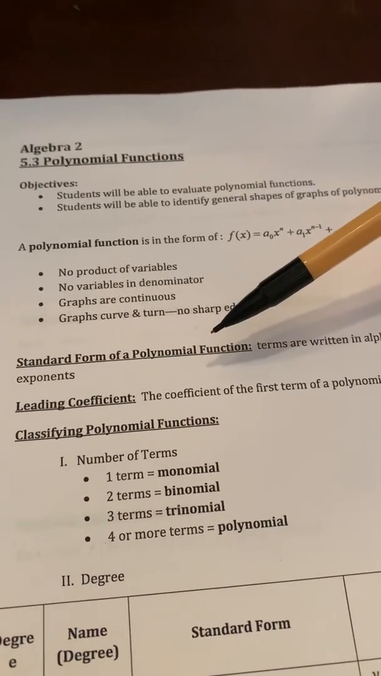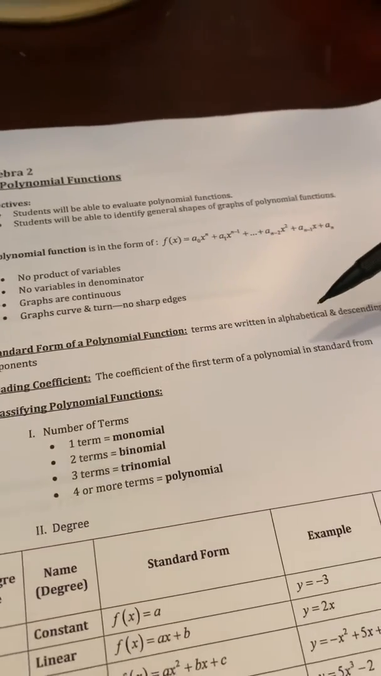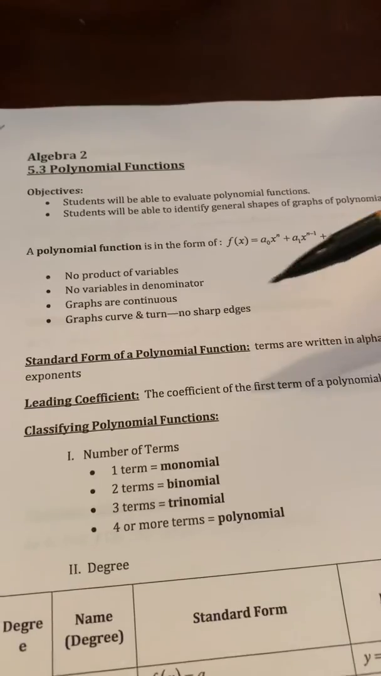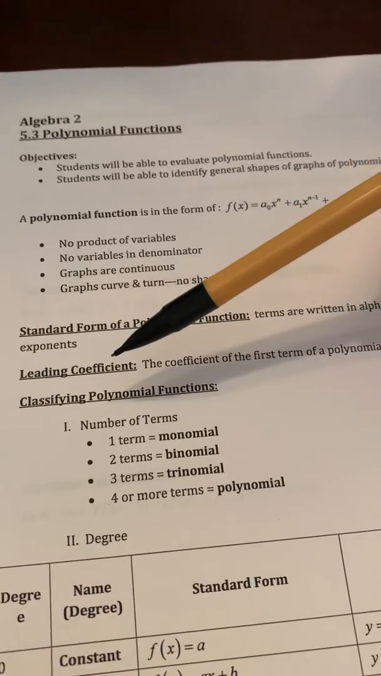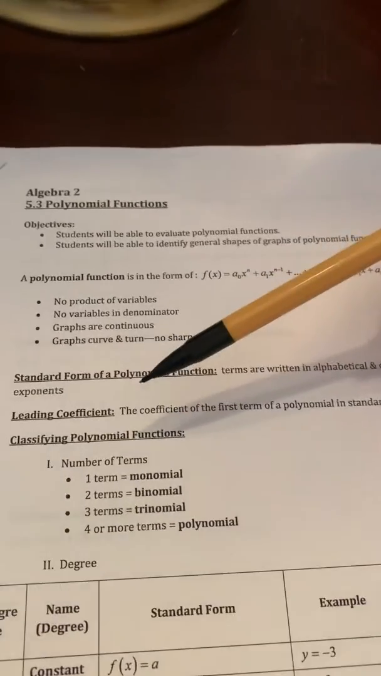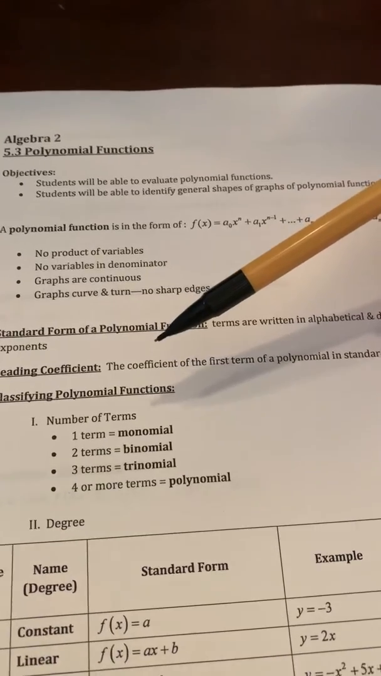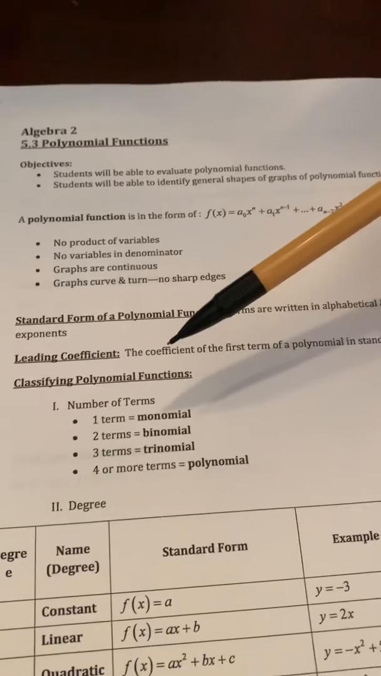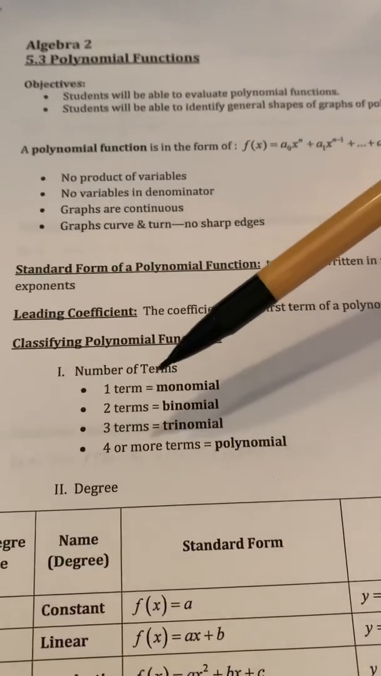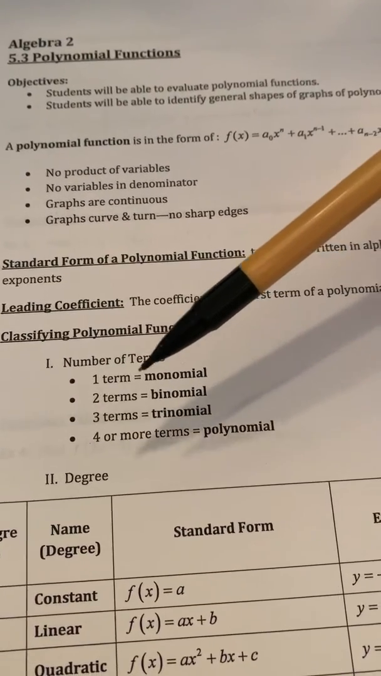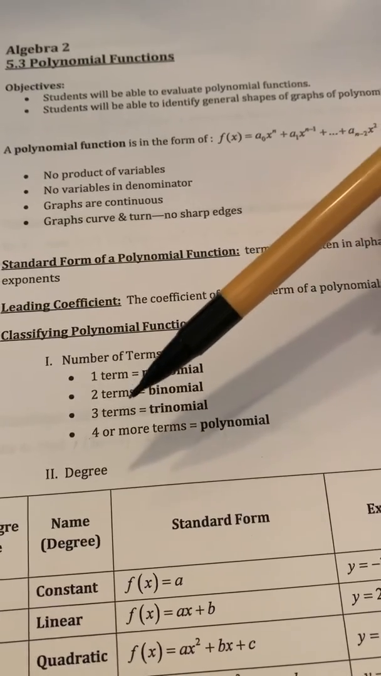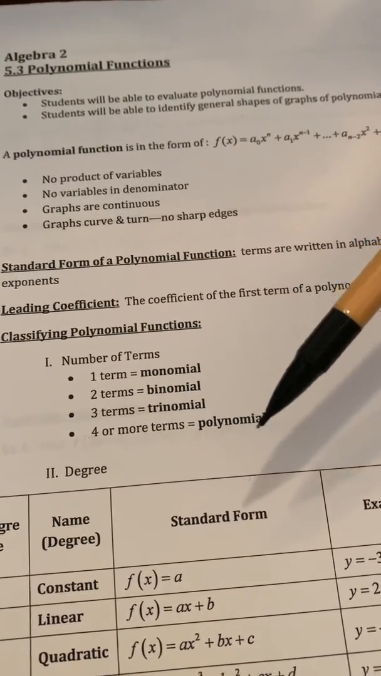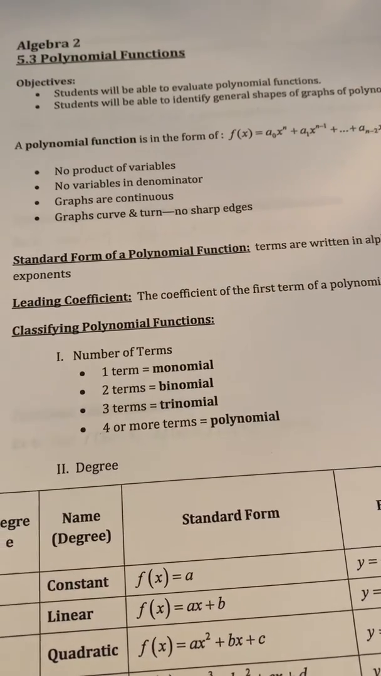The standard form of a polynomial is always written in alphabetical and then descending order of our exponents. The leading coefficient is, once we're in standard form, we want to look at what that first term is and what the coefficient is. And then some review. If there's one term, it's a monomial, two terms, a binomial, three terms, a trinomial, and anything with four or more terms, we just classify as a polynomial.